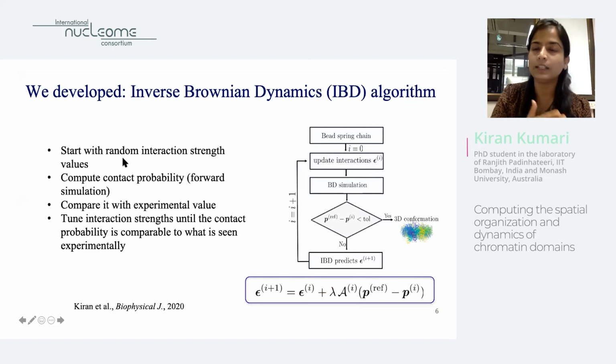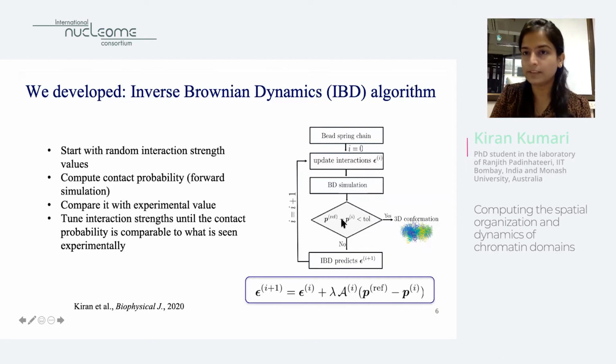Starting from random interaction strength values, or a guess value of epsilon mu nu, because at this point we are unaware of the interaction strength in the chromatin. We'll start with the random interaction strength, do a forward Brownian dynamics simulation, and calculate the contact probability for that chosen interaction strength.